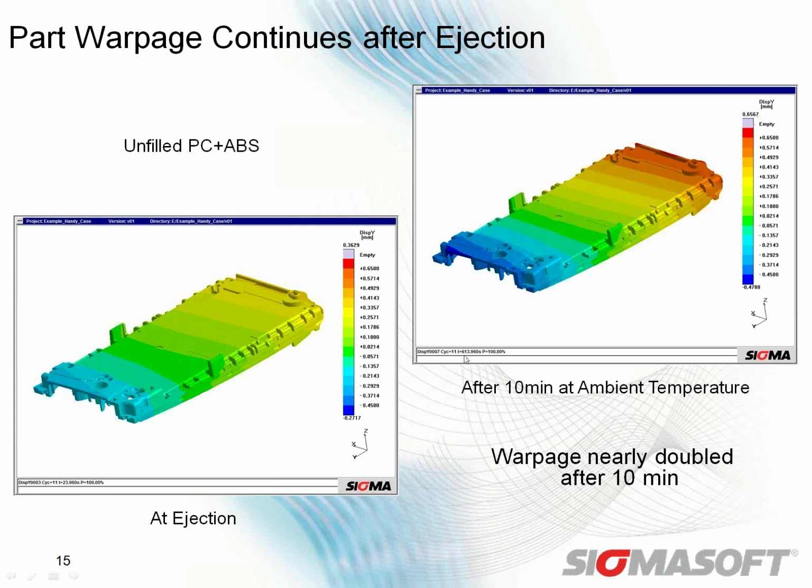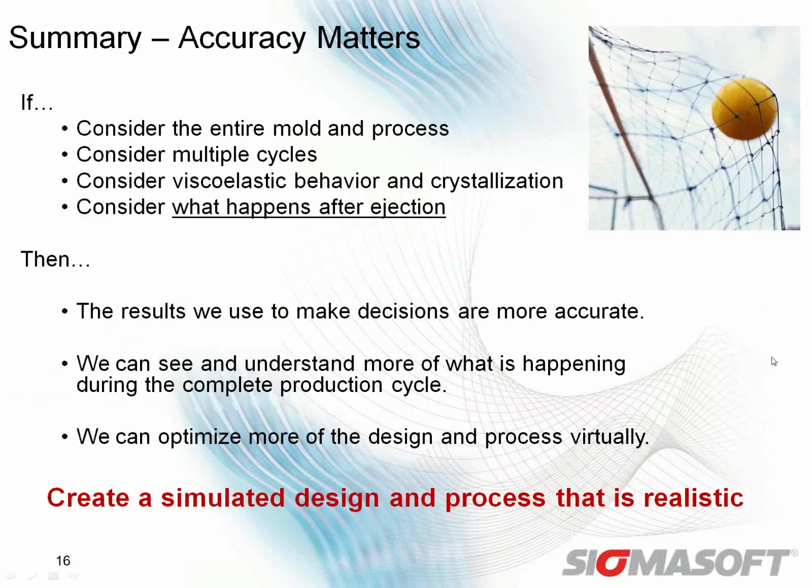If we look down here, we can see our time is 600 seconds. And then over here, of course, our time was 23 seconds. So at ejection, this is a 23-second cycle. And if we went 10 minutes later, you can see a drastic difference in the amount of warpage that occurred.